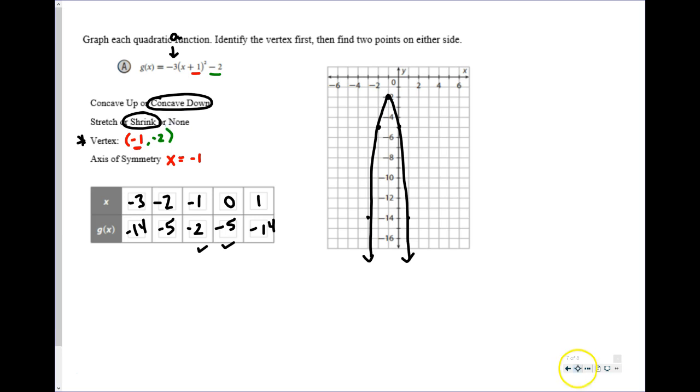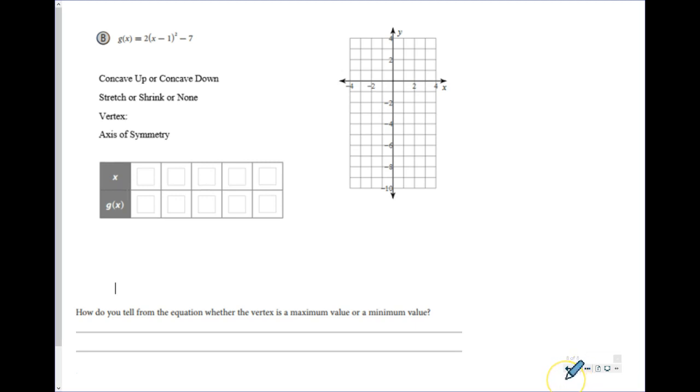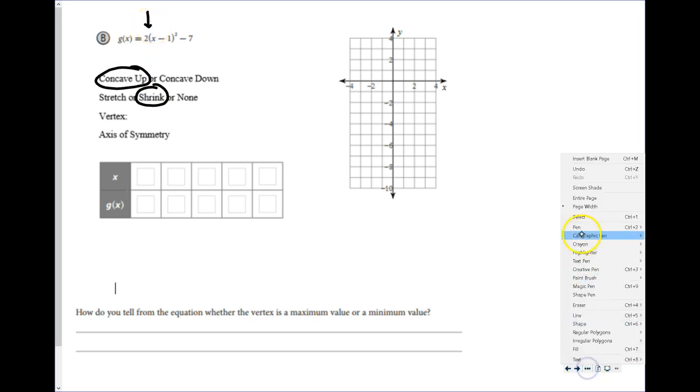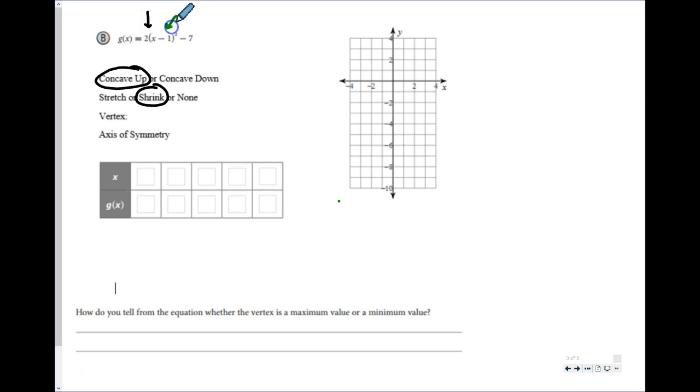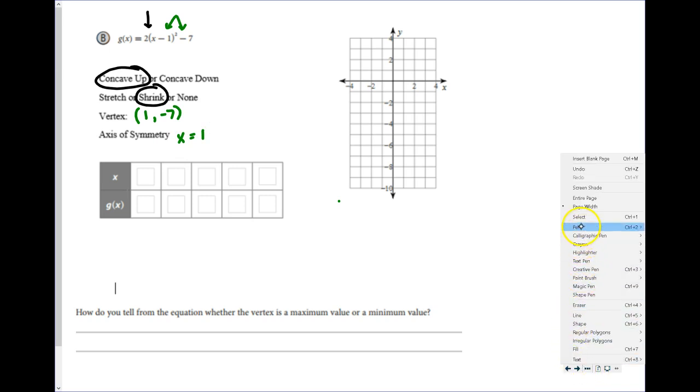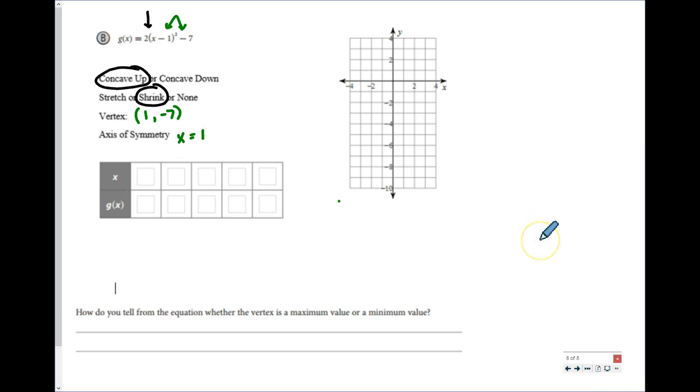Okay, let's try one more here. Is this going to be concave up or concave down? Well, there's my A. That's going to be concave up because it's positive. It's going to be a shrink again because it's a 2, not a fraction. And now my vertex is these two values right here. I changed the sign of the one inside, so it's going to be a shift to the right 1, so make that positive, and then a shift down 7. My axis of symmetry is x equals 1. It's always x equals whatever that x value is in the vertex.